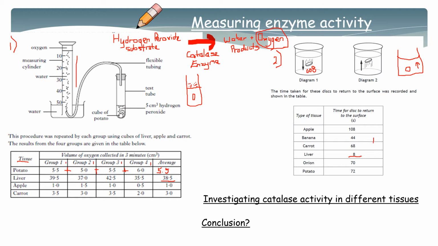So that would be 108 divided by 8. So that would give you 13.5. So the liver was approximately 14 times faster at rising to the surface than the apple. So that suggests that there was more oxygen produced by the liver, so suggesting that it had more catalase activity. So animal tissues have higher catalase activity than plant tissues.